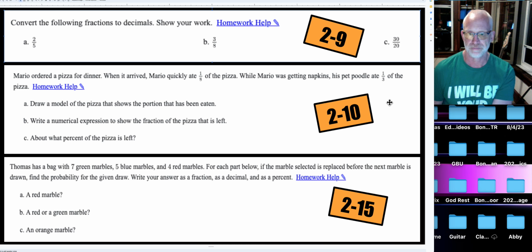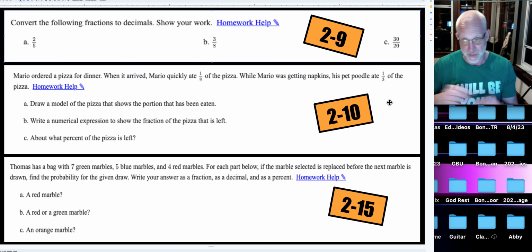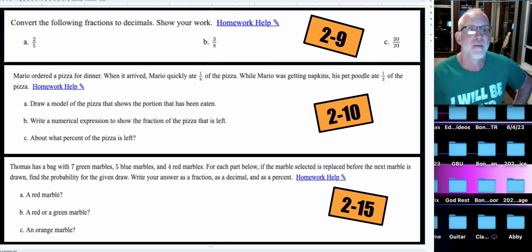Sound good? And that's theoretical probability, right? For experimental probability, remember, we would actually go through and pick things and tally and pick and tally and pick. In this one, we're not doing the experiment. We're thinking about the theoretical probability.